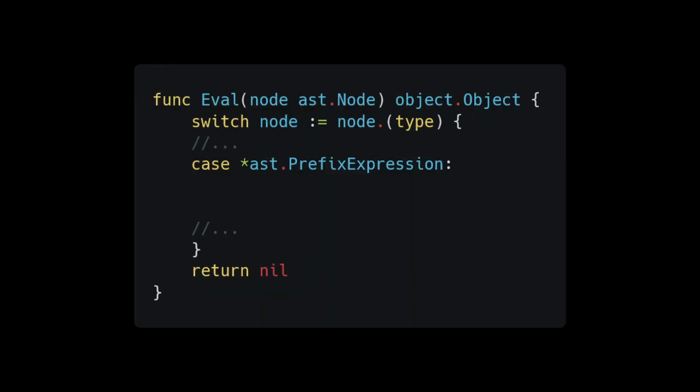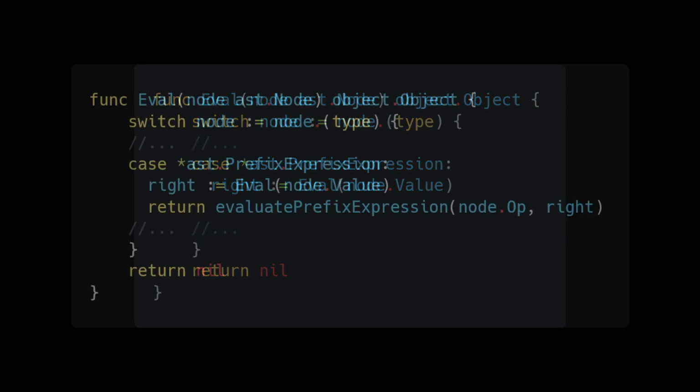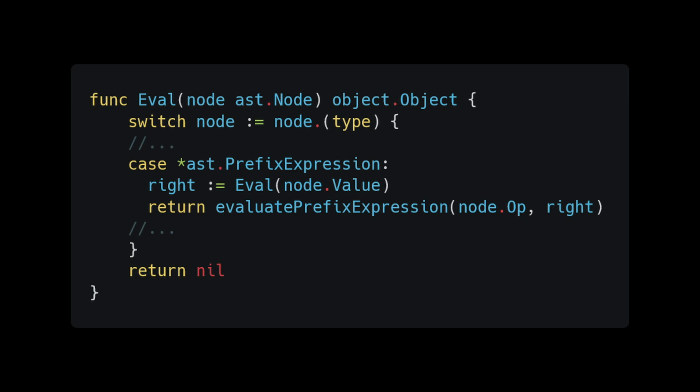Let's go back to our evaluation method and add another case for our prefix expression nodes. In the body, we are first going to evaluate everything to the right of our operator. So we are going to recurse down and call eval on the right side of our node, which is stored in our value field. Then we are going to call a helper method called eval prefix expression that we will write in just a moment.